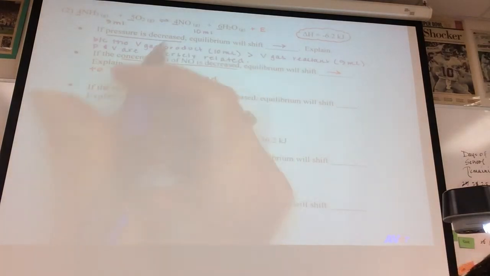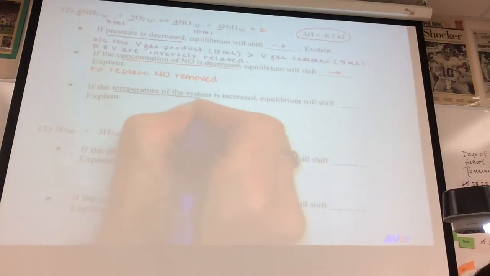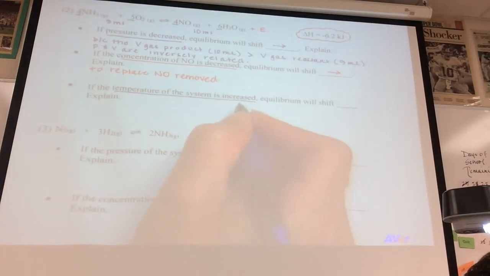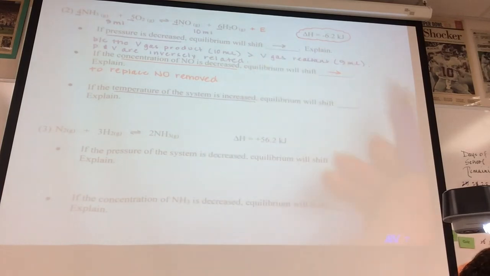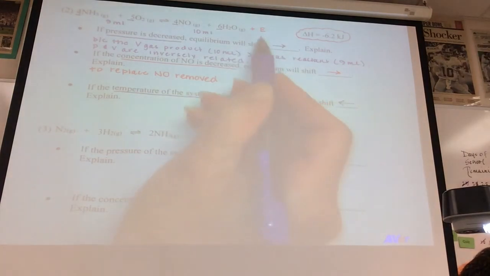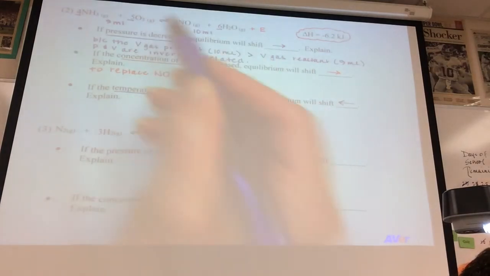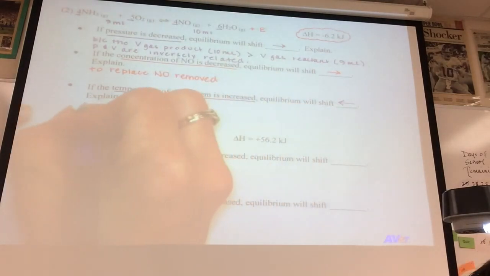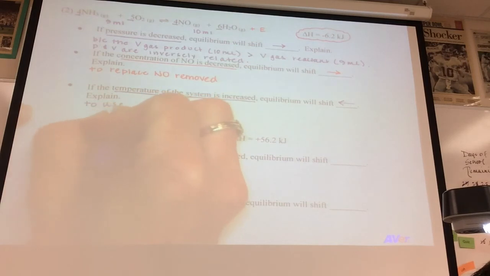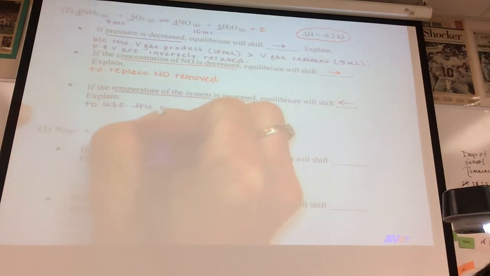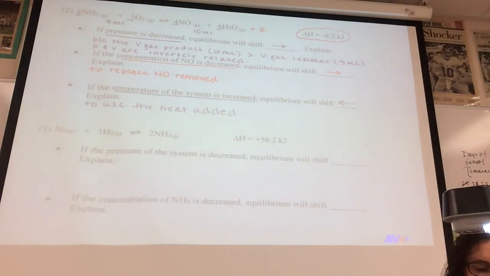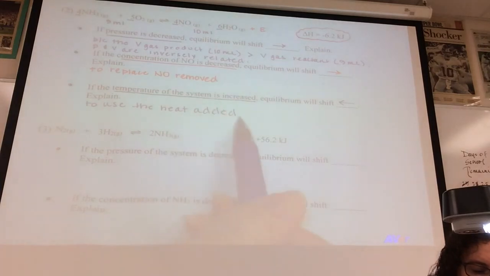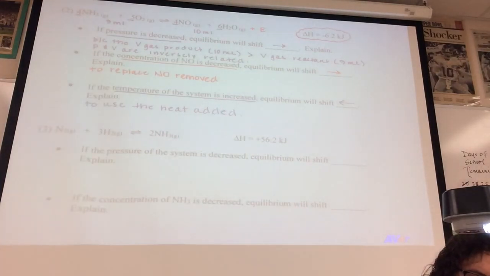What about this one? The temperature of the system is increased. Increase, equilibrium will shift to the left. Increase, shift away. It's on the right, so you'll shift to the left to use the heat added. That will cause an increase in reactant concentration and a decrease in product concentration.